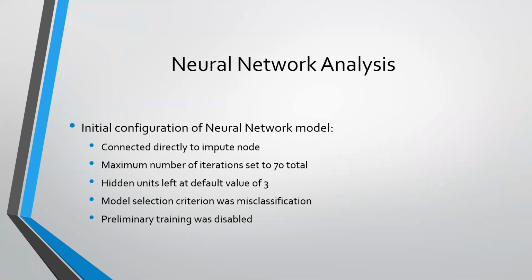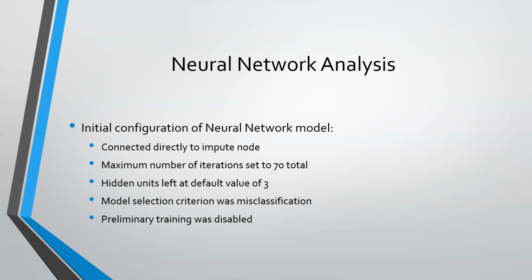As you can see from this slide, this is how we initially configured our neural network model. Multiple different types of configurations were tested, but this one provided us with the most stable model and the least amount of overfitting. With this first network model, we first connected it directly to our imputation node. And by doing so, it allowed us to avoid repeating any transformation or missing imputation of the variables.